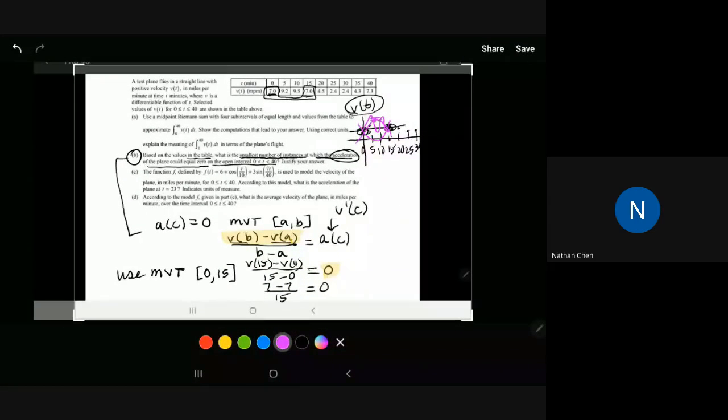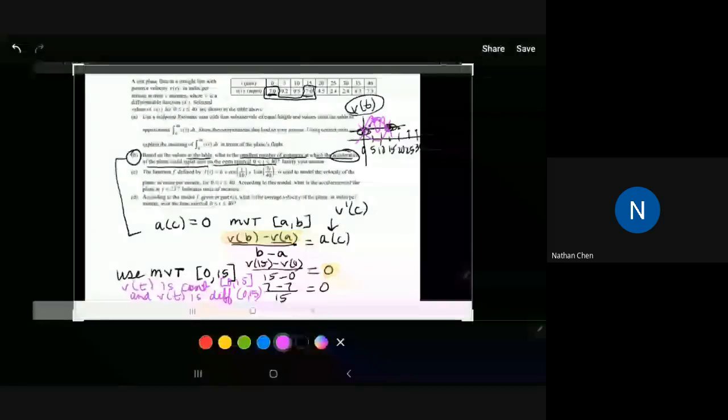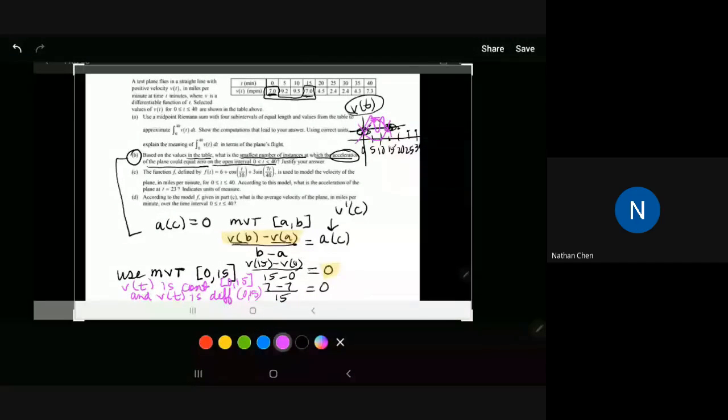Now let's check. To use mean value theorem, that means the thing you're using it on, which in this case is V, I would have to say V is continuous, and I would have to say V is also differentiable. Now it has to be differentiable on the open interval, and it's continuous on the closed interval. Now, what does it say about this? It says, based on the values in the table, the test plane flies in a straight line with positive velocity. Okay, it's not one of those spaceships that jumps from place to place. Okay, so it is continuous.